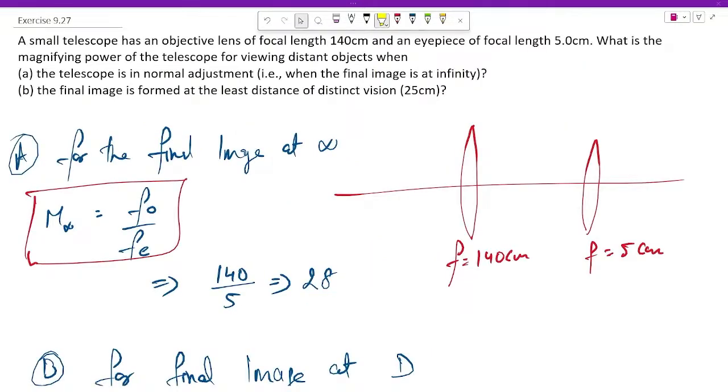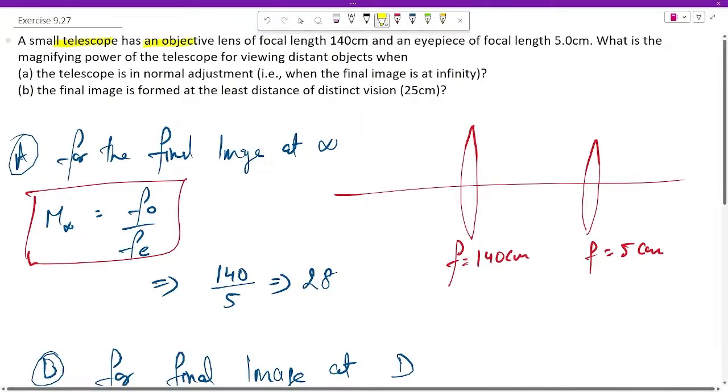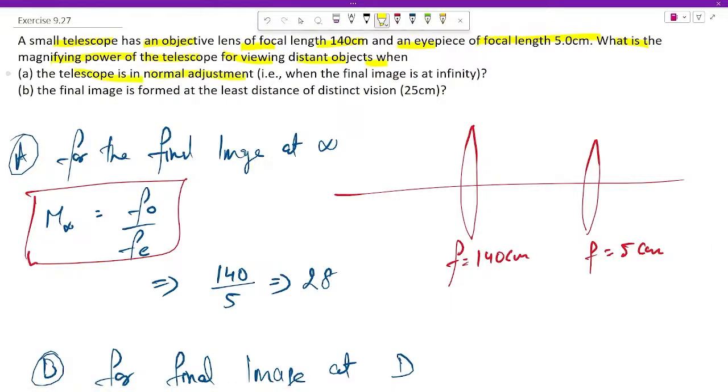The question says that a small telescope has an objective lens of focal length 140 centimeter and an eyepiece of focal length 5 centimeter. What is the magnifying power of the telescope for viewing distant objects when the telescope is in normal adjustment, that is when the final image is at infinity, and when the final image is formed at the least distance of distinct vision, that is 25 centimeter? So here we have been given two cases, where the final image is forming at infinity and where the final image is forming at the least distance of distinct vision, that is 25 centimeter. And in both cases we have to find the magnifying power of the telescope.